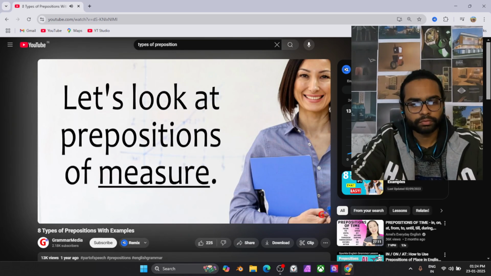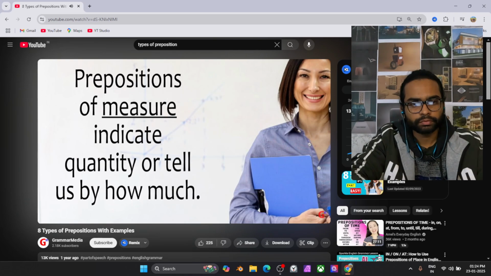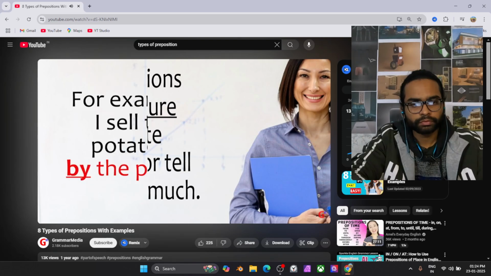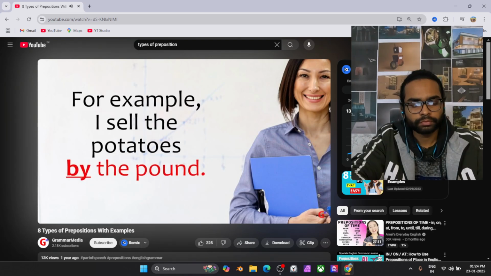Seventh, let's look at prepositions of measure. Prepositions of measure indicate quantity or tell us by how much. For example, I sell potatoes by the pound. Here the preposition by tells us in what size quantity I sell the potatoes. I sell them by the pound.